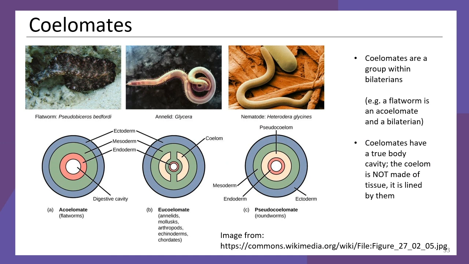Then we're going to zoom in a bit more, and hopefully this makes the triploblast stuff make a bit more sense when we look at the idea of coelomates. So again, these all have to be triploblastic by definition. They're a group within the bilaterians. So we've got some things that are bilaterian, but they're not a coelomate. For example, flatworms have a bilateral symmetry, they follow that body plan, but they're acoelomates. They don't have a coelom.